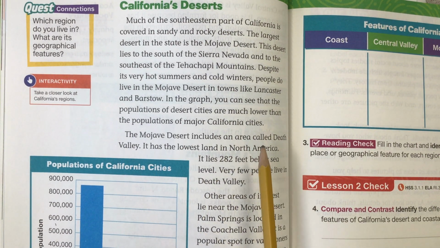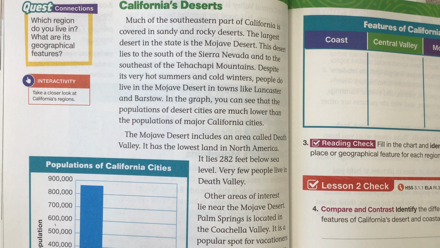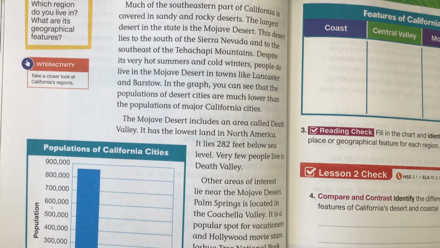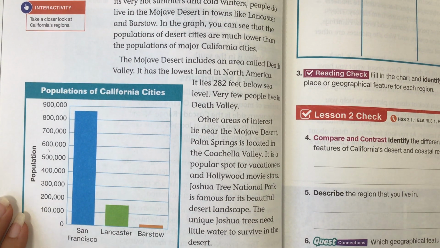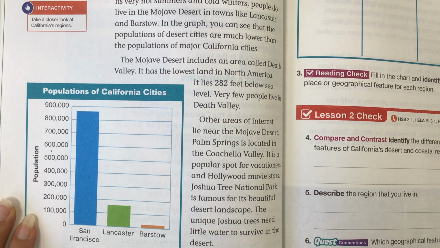The Mojave Desert includes an area called the Death Valley. It has the lowest land in North America. It lies 282 feet below sea level. Very few people live in Death Valley. Other areas of interest lie near the Mojave Desert. Palm Springs is located in the Coachella Valley. It's a popular spot for vacationers and Hollywood movie stars. Joshua Tree National Park is famous for its beautiful desert landscape. The unique Joshua trees need little water to survive in the desert.